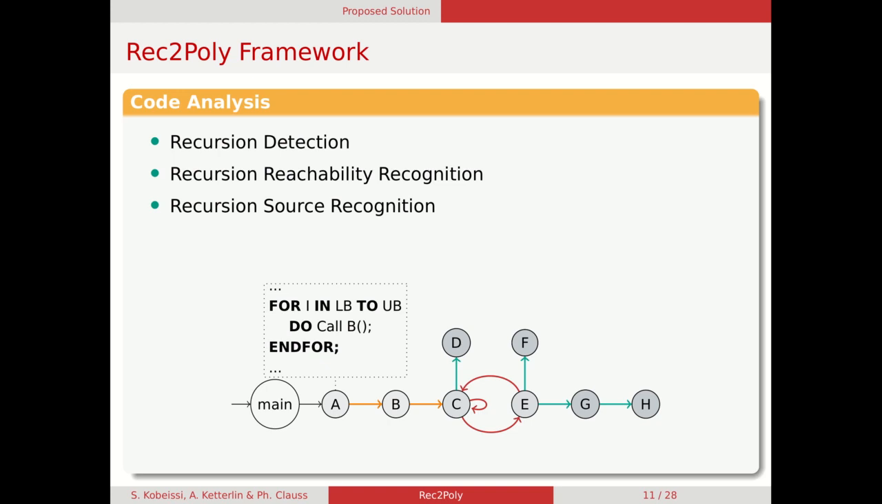In addition, Rec2Poly executes recursion source recognition, and by source we mean the set of functions participating in a sequence of calls starting from within the body of the outermost loop in the code to a recursive function. We are interested in analyzing such functions because, in addition to recursions that exhibit an affine behavior, we are also interested in recursions that distort affine loop nests already existing in the code. In this example, since function C, which is a recursive function, is called by B, that is called by A from within a loop, Rec2Poly includes A and B as source functions.